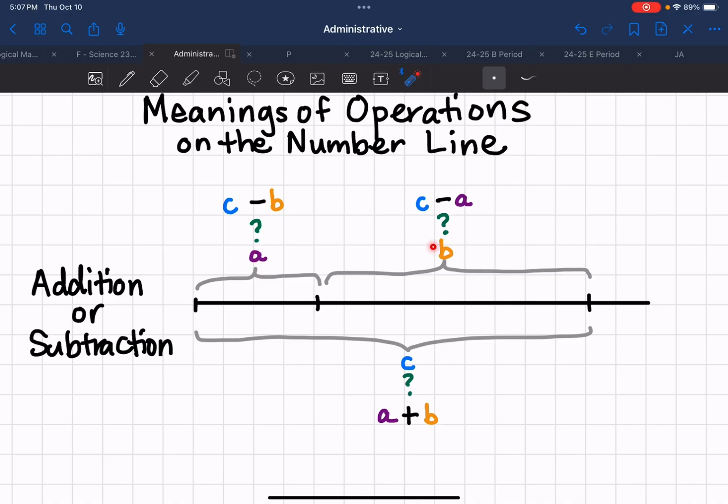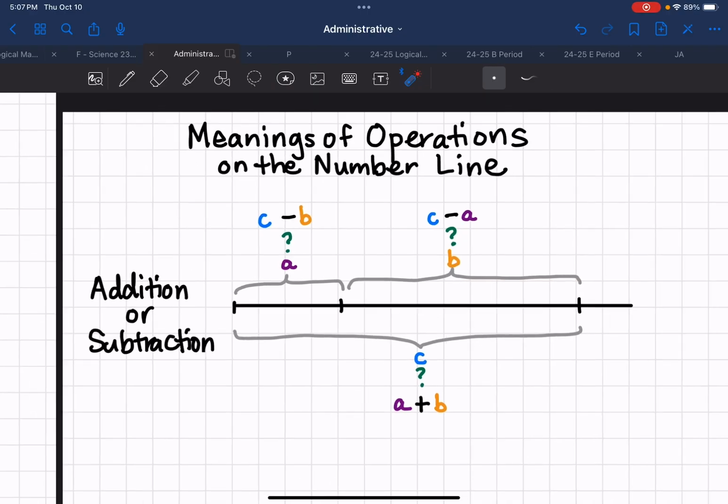And if you want to find the number B, then you're going to start with the segment C, and you're going to remove from it the segment A. What do we call this? We call this C minus A. Okay?